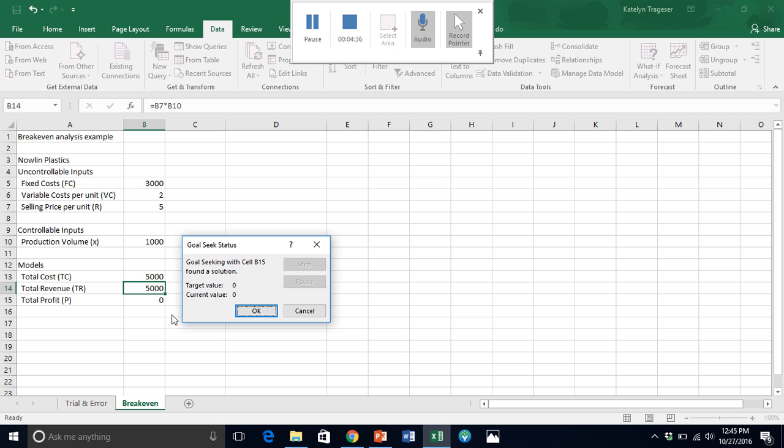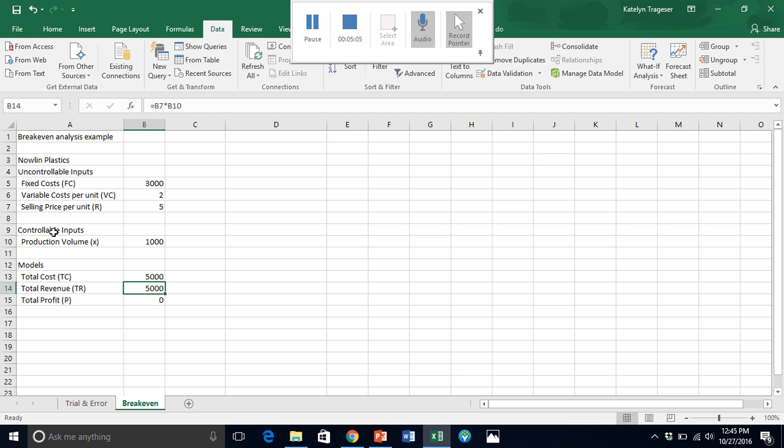It's running through them and it has stopped. So we see that the goal seeking with cell B15, which is our total profit equal to 0, our ideal solution, our break-even point, has our production volume now at a value of 1,000. So I can click on OK to keep that 1,000, or cancel if I want it to revert back to my original value. We'll click OK to keep it. So we ran our analysis and found that our break-even point is at a production volume of 1,000.